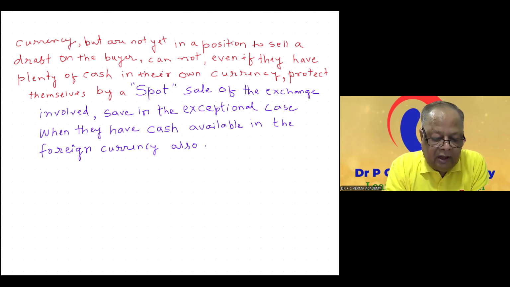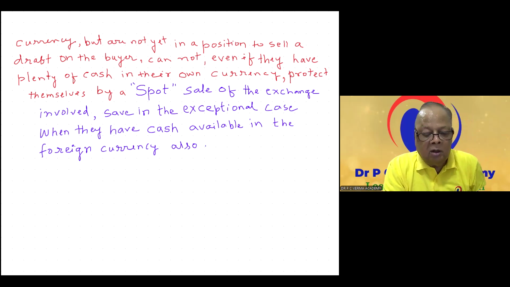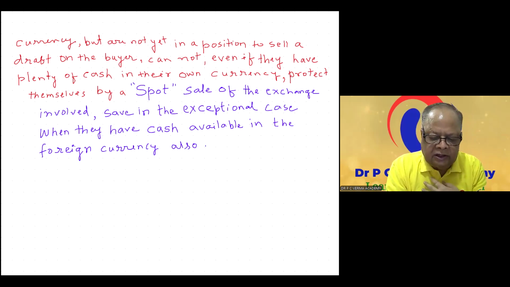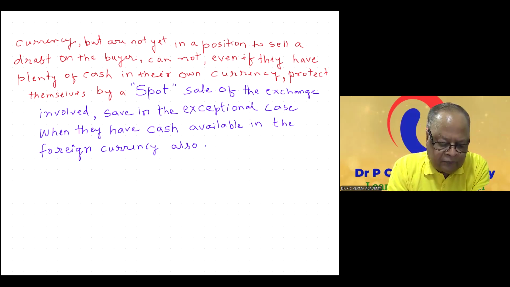The next term is a forward contract. A forward contract is for the conclusion of a spot transaction in exchange at a later date, fixed on the basis of the spot rate prevailing on the original date, pending the date of maturity of the forward contract.